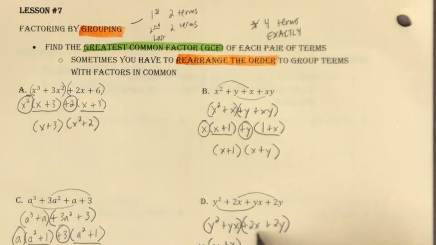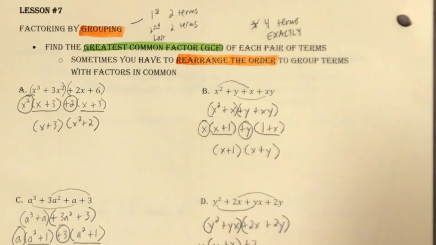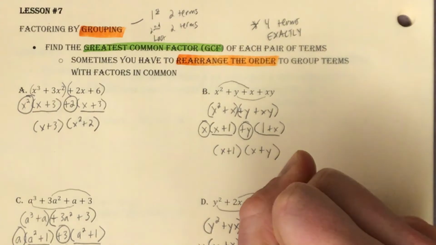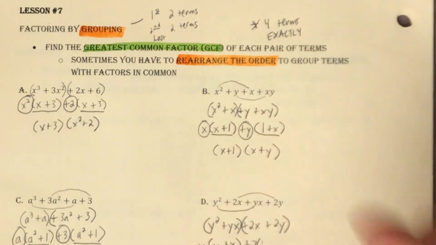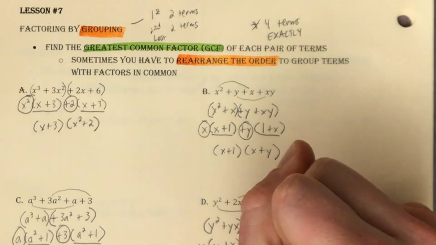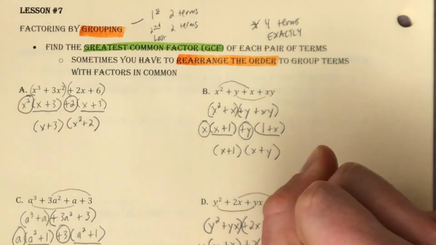Then, what is my greatest common factor of positive 2x and positive 2y? Well, they both have variables, but they're different. But again, I saw that these both had 2's, so I'm going to factor out a positive 2. So what did I multiply positive 2 by to get to positive 2x? Well, that is x. What did I multiply positive 2 by to get to positive 2y? Well, that would be positive y.